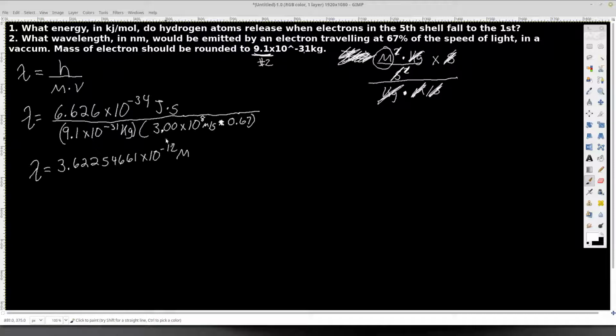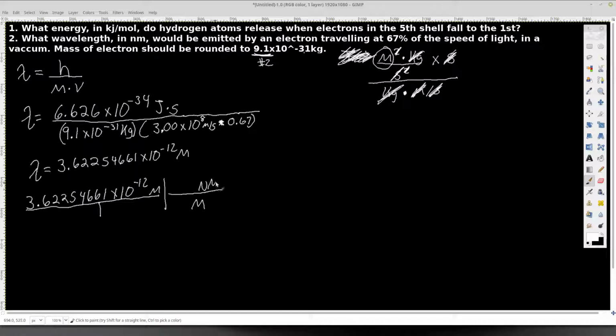Now, the only thing we need to take care of is cleaning up the correct units. We've got meters here. They said they wanted nanometers, so let's go ahead and fix that. So we will take this big long number, 3.62254661 times 10 to the negative 12 meters, and we're going to put that over 1, and we're going to convert that.